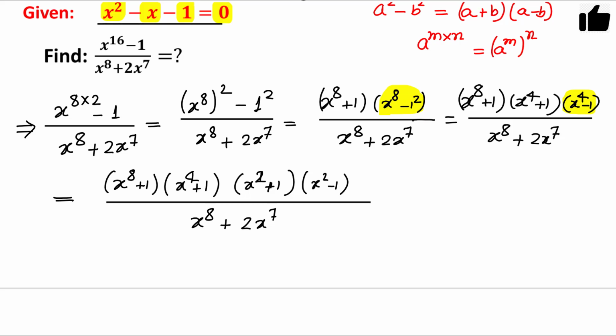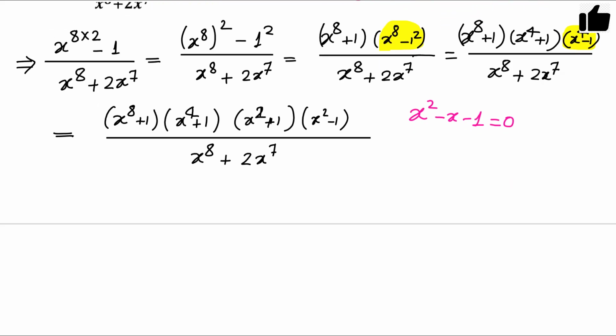Now I will use this expression, that is the initial expression x square minus x minus 1 equals 0. So I will calculate each term separately. The first term, that is x square minus 1, what will be the value of this term? From here, if you take x to the right hand side, this becomes x square minus 1 is simply equal to x. So this term is gone.